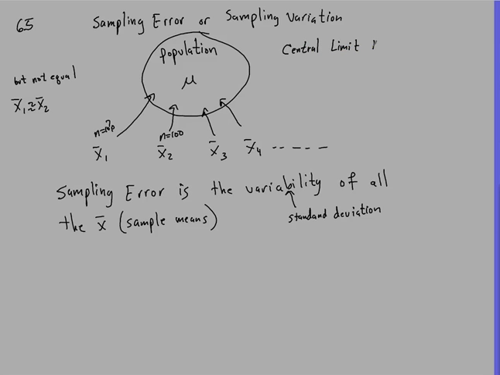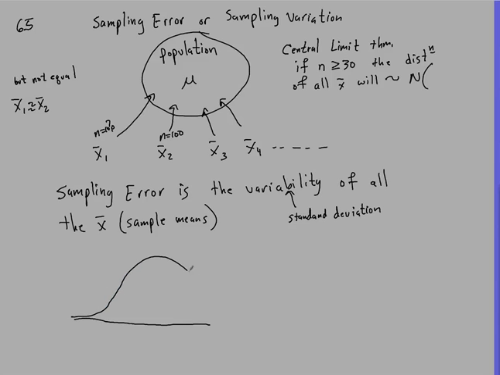The central limit theorem tells us that if n is around 30 or more, the distribution of all the x bars will be normal. That's the graph of all these x bars. So now this is similar to getting it. These problems are going to be similar to 6.2.